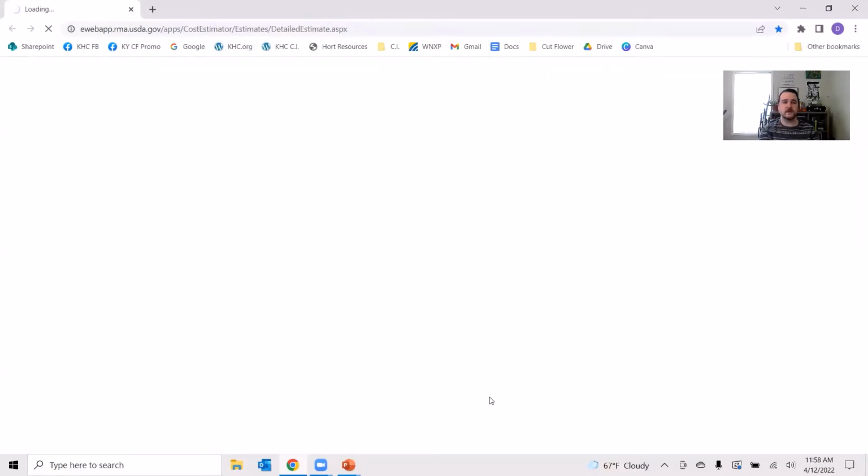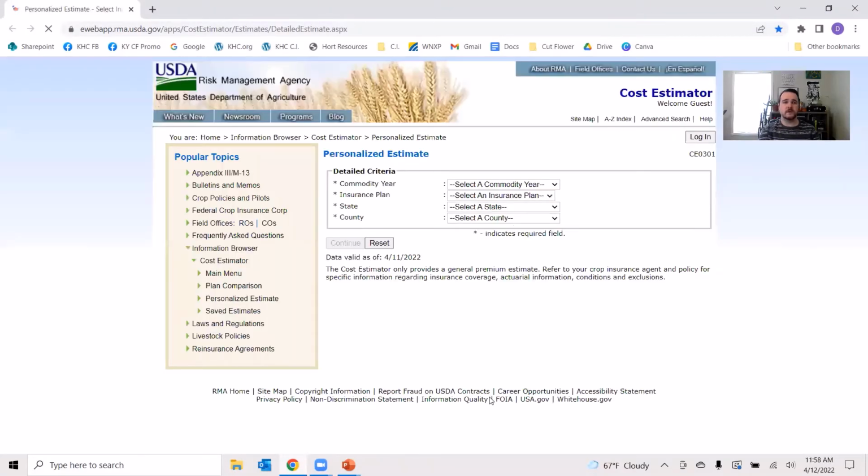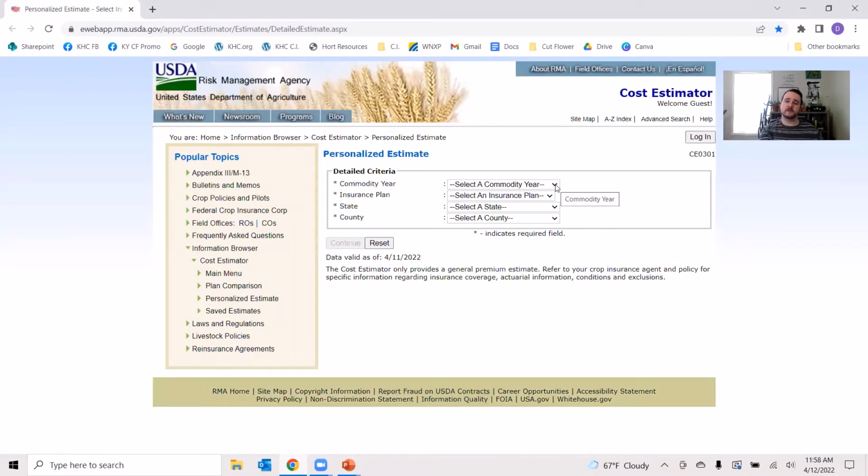So let's go to this price estimator tool. This is done by the USDA Risk Management Agency. Those are the people that write these policies. So they're the ones that choose which commodities are available in which counties.